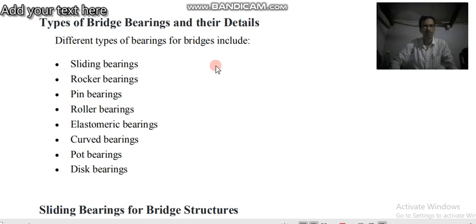In the previous lecture we studied the various types of bearings. They are listed as sliding bearing, rocker bearing, pin bearing, roller bearing, elastomeric bearing, curved bearing, pot bearing and disc bearing. Out of these, we are going to study in detail the elastomeric bearing.